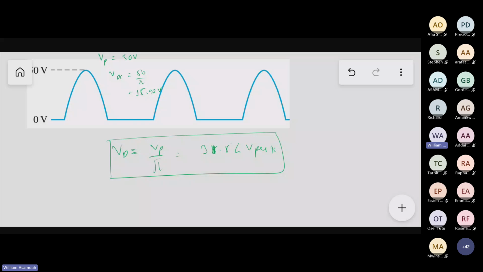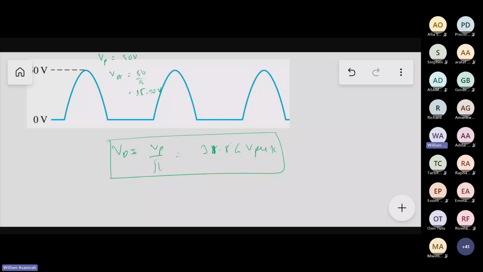If you're doing half wave filtering, you lose about 68% of the wave. You're not able to capture 68% of the wave. So it's not efficient at all. Please, is that right? Yes, sir.